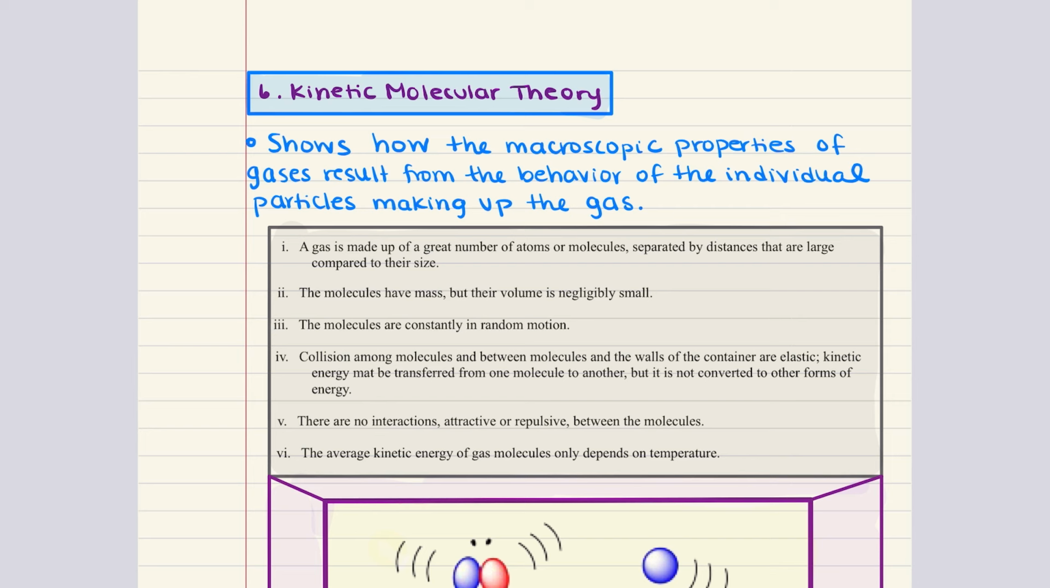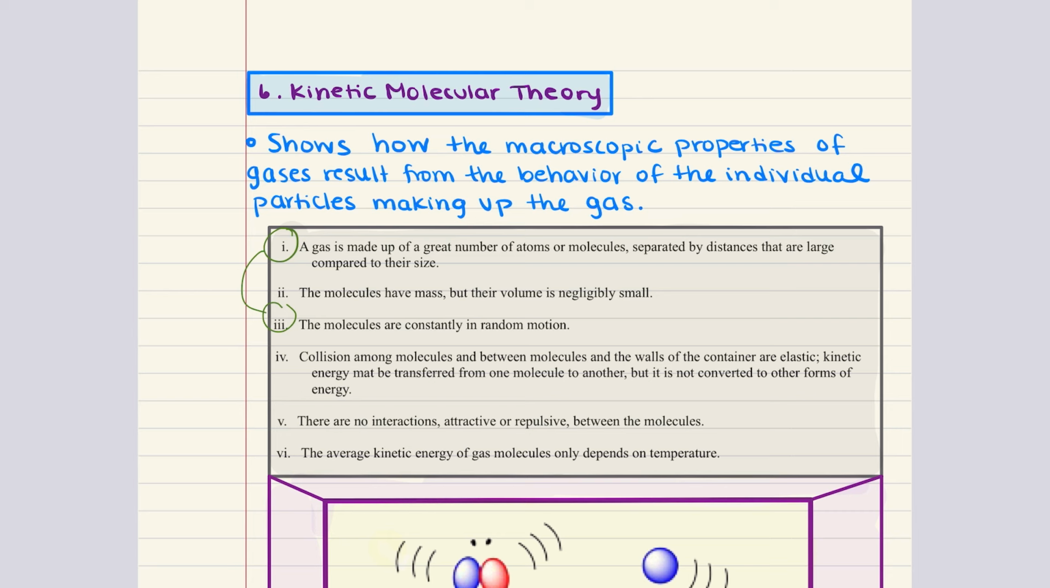The kinetic molecular theory of gases shows how the macroscopic properties of gases result from the behavior of the individual particles making up the gas. Let's go ahead and go over the postulates for this theory. The first point that we want to make is that gases consist of individual molecules or atoms in constant random motion. And these gas molecules, they can collide with each other, and they can also collide with the walls of the container.